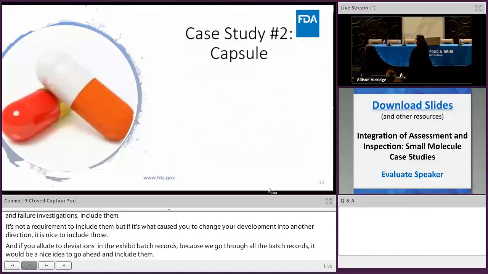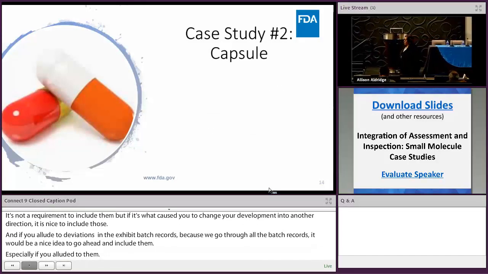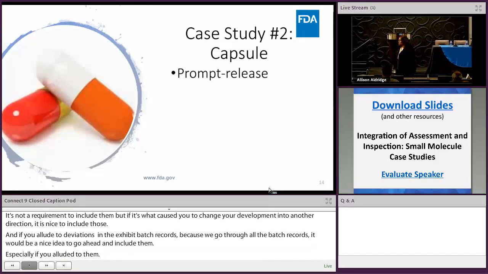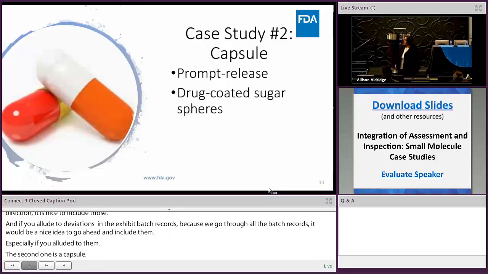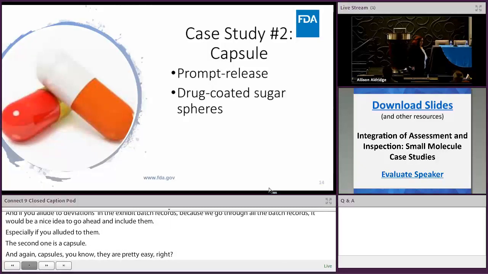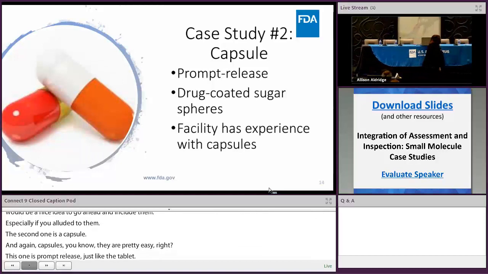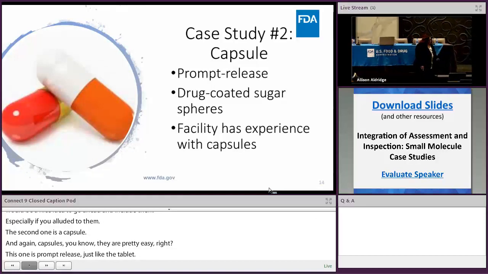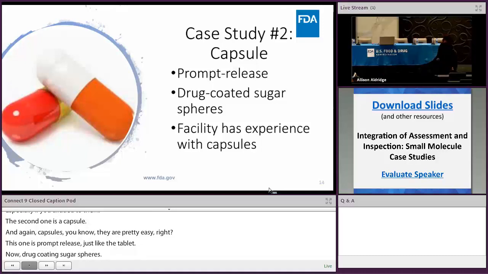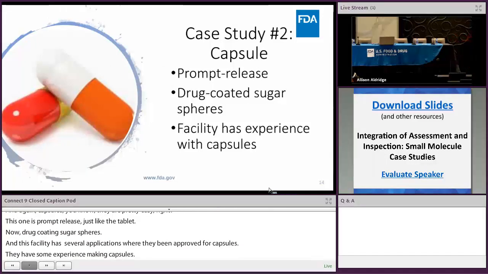The second one is a capsule. And again, capsules, they're pretty easy, right? This one is prompt release, just like the tablet. Except now we're drug coating sugar spheres. And this facility has several applications where they've been approved for capsules. So they have some experience making capsules. And the drug load here is 3% for all 3 strengths. And I believe the strengths were 2, 4, and 6 milligrams.